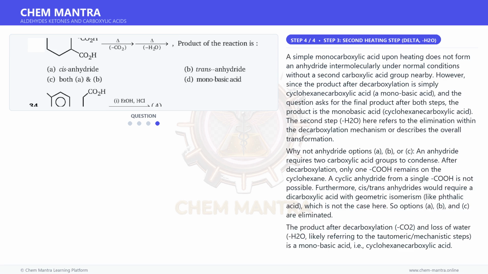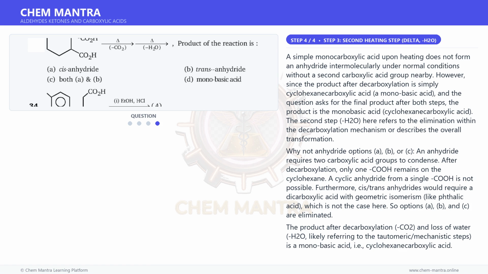And for the final step, a simple monocarboxylic acid upon heating does not form an anhydride intermolecularly under normal conditions without a second carboxylic acid group nearby. Since the product after decarboxylation is simply cyclohexane carboxylic acid, a monobasic acid, and the question asks for the final product after both steps, the product is the monobasic acid, cyclohexane carboxylic acid.